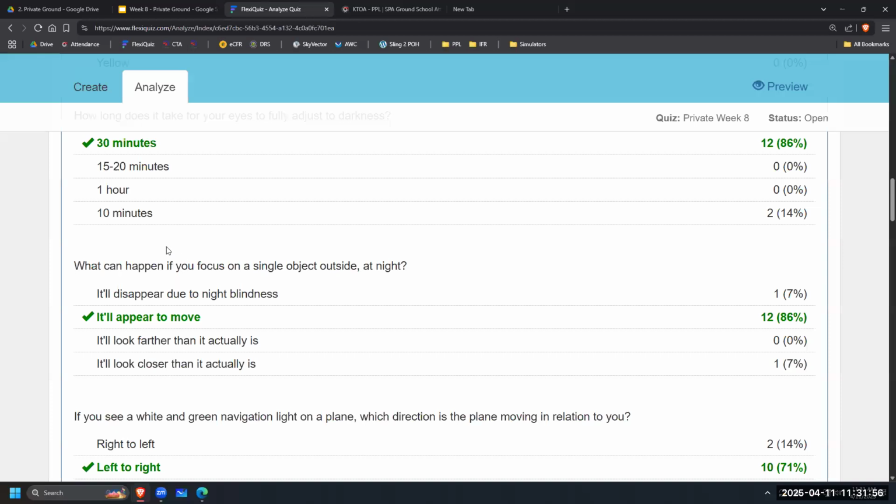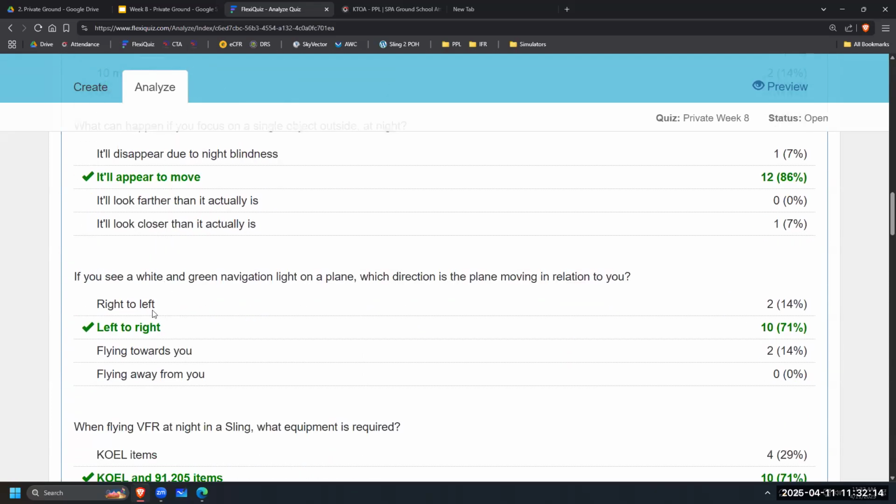All right. What can happen if you focus on a single object outside at night? It will appear to move. And what's that phenomenon called? Autokinesis. That is correct. Autokinesis is part of what umbrella term? Spatial disorientation.